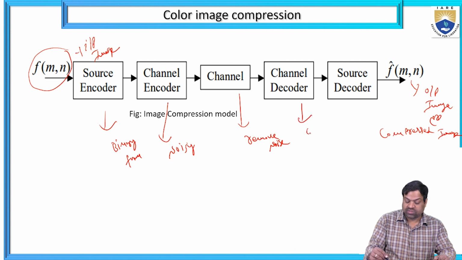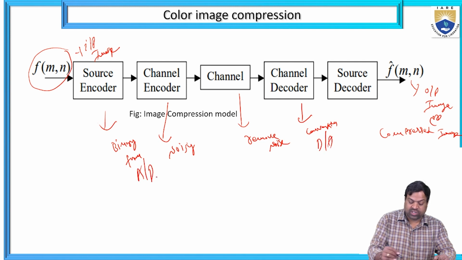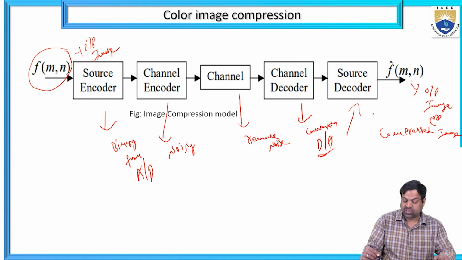Channel decoder means converting digital to analog. Here, analog to digital. Here, digital to analog. Source encoder means completely it is in the analog form, or f dash m comma n is a digital or analog form.